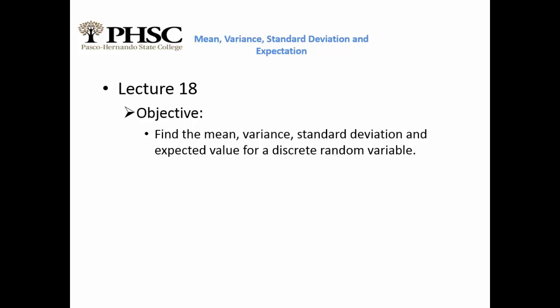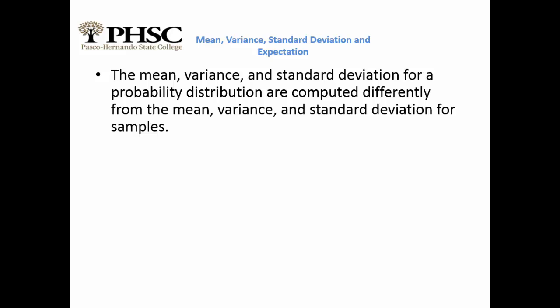So the objective for this particular lesson is that we're going to learn how to find the mean, variance, standard deviation, and expected value for a discrete random variable. It's just a continuation from Lecture 17. So the way that we calculate these values is different than what we've done previously, such as group mean, variance, or just straight mean or variance.